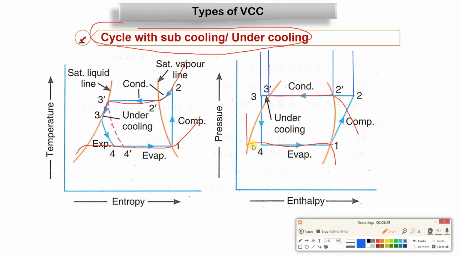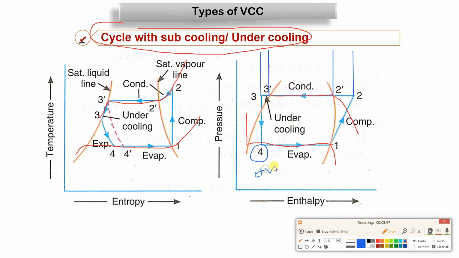Then 3 to 4, on both the diagrams, it is isenthalpic expansion, where pressure drops and temperature drops. And 4 to 1, it is constant pressure heat absorption in the evaporator. Now this is done by, at point 4 we have liquid plus vapor.